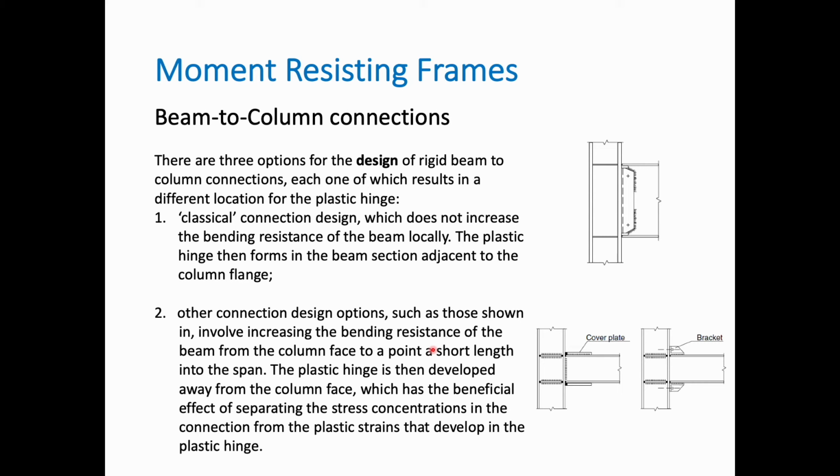Another option is to use other elements, cover plates, brackets, and move the position of the plastic hinge away from the column face. That can be achieved easily by just adding some other components, and they will strengthen that area, meaning that this area which is unstrengthened, unstiffened, will get the plastic hinge and the beam will rotate here.